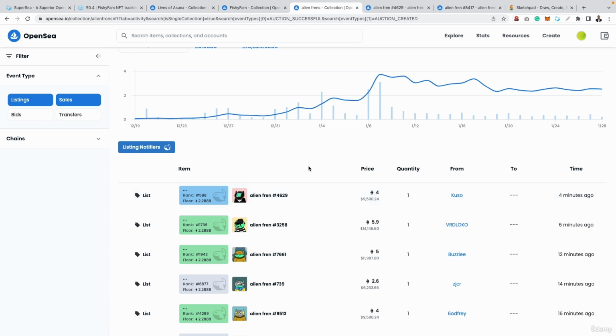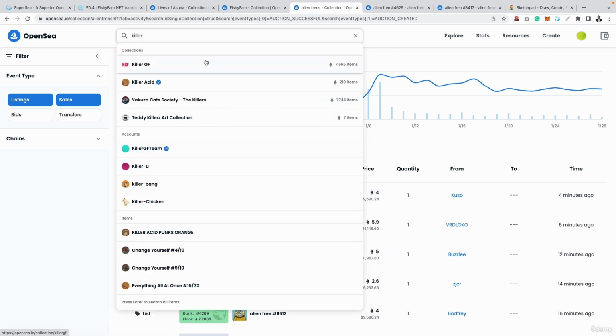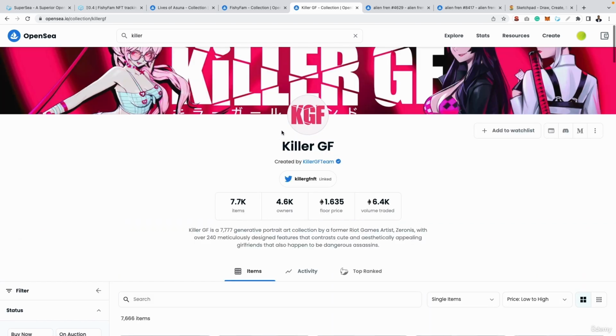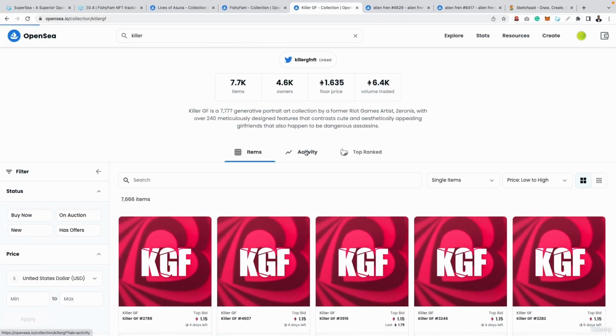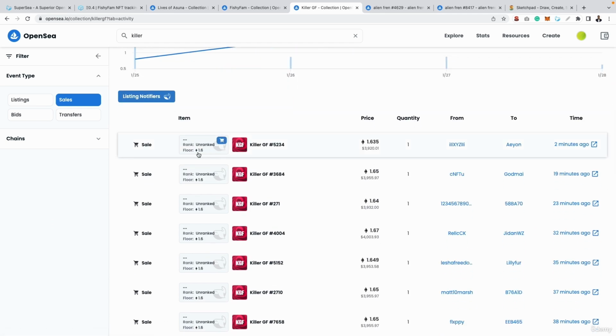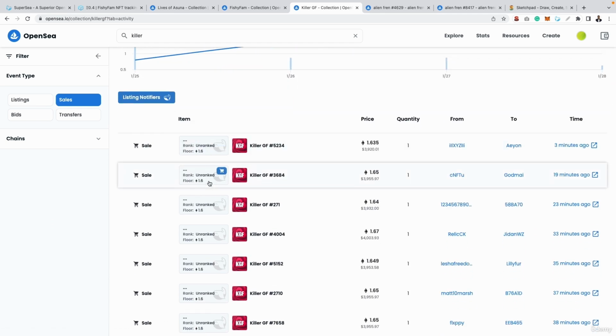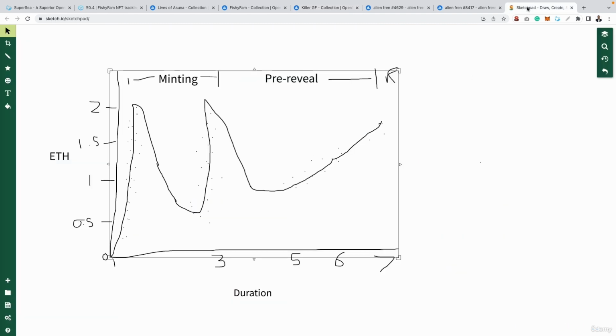Now, I want to stress that you can only use this after a project has revealed. For example, if I go over to another collection, let's go for that one we looked at earlier. Was it Killer GF? This one hasn't revealed yet. If we look at the artwork, just to confirm that, it's all the same. So if I go over to activity, you can see it's not pulling any rank. So this isn't that useful in this instance. It's only good if you plan on trading after projects have been revealed. So do bear that in mind.